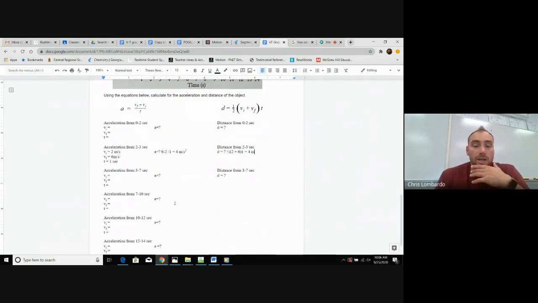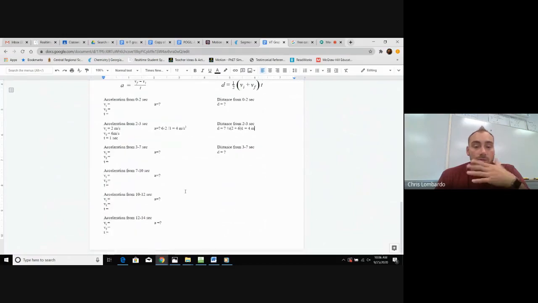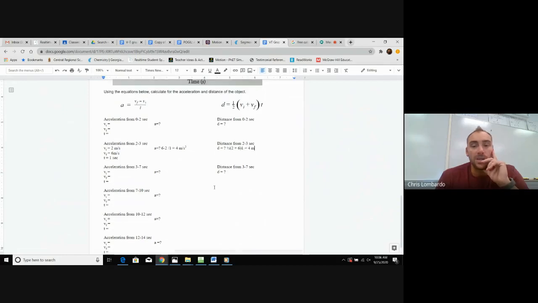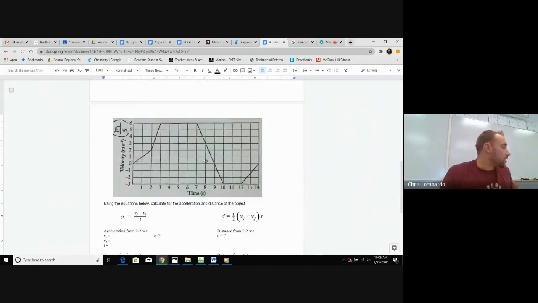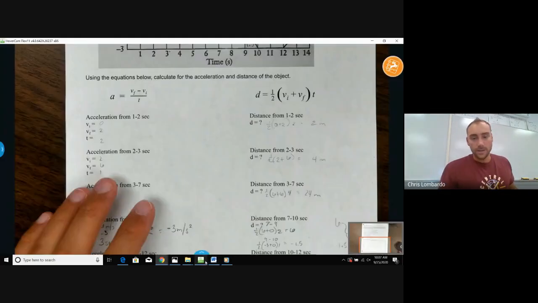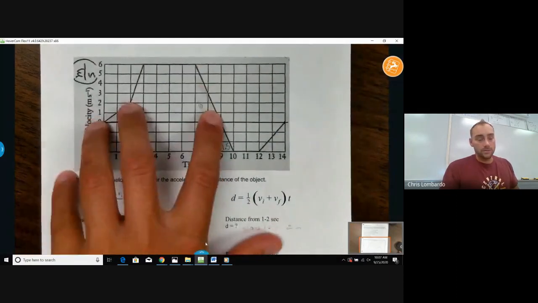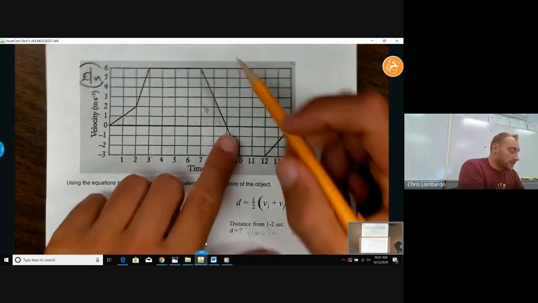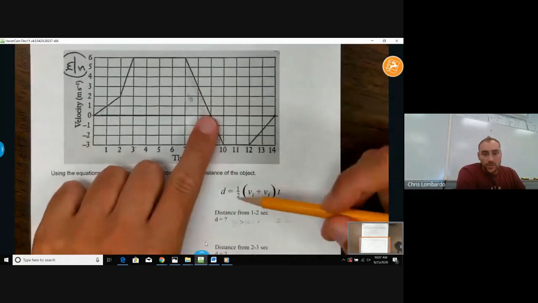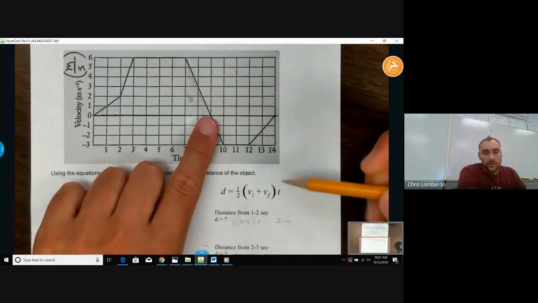Now you're going to go through and solve for the accelerations. After this, you're not going to solve for the distances, because it has to deal with the fact that it's the area under the graph, under the curve. So the equation I have for distance is 1/2 VI plus VF times T.